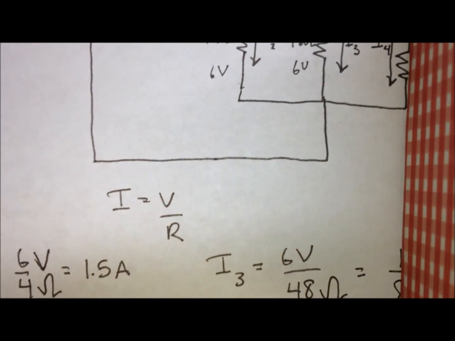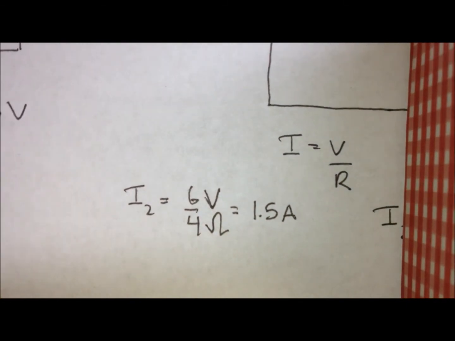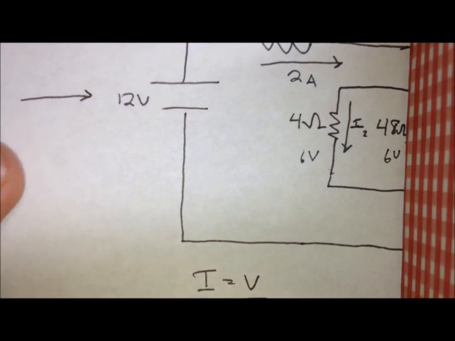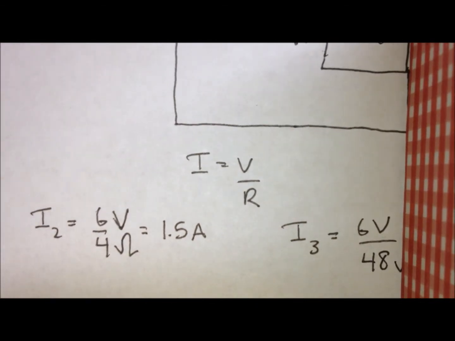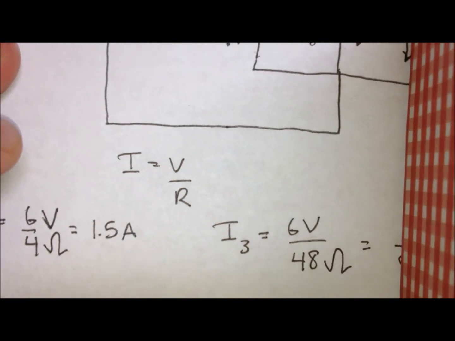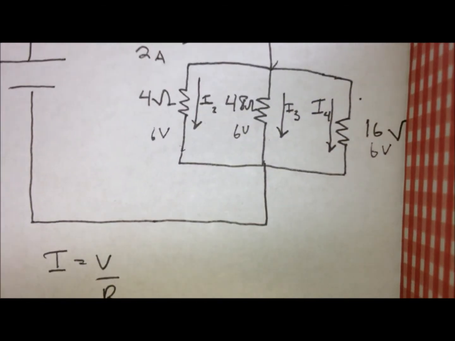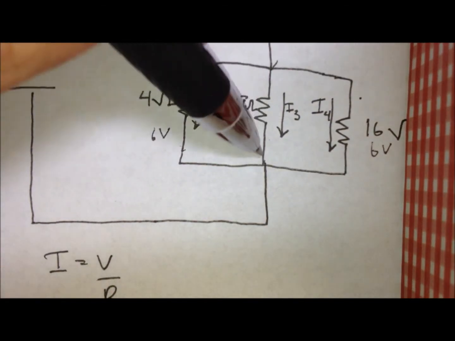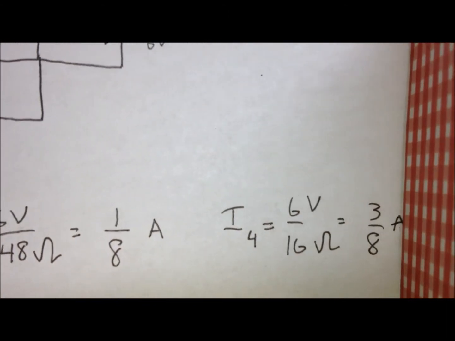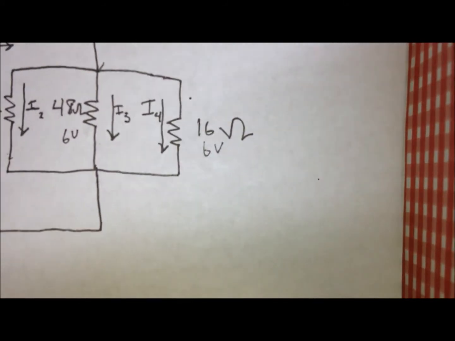We know that I equals V over R, so I labeled each current and solved for each of them. I2 equals 6 volts over 4 ohms, sorry, and that gives you 1.5 amps. I3 is 6 volts over 48 ohms, which gives you 1.8 amps, and that was for the current coming down the middle resistor. And finally, for the fourth one, I4 equals 6 volts over 16 ohms, which gives us 3/8 amps. That was for this one over here.